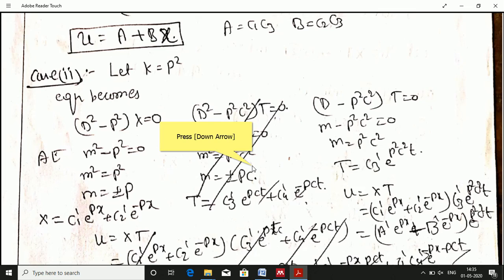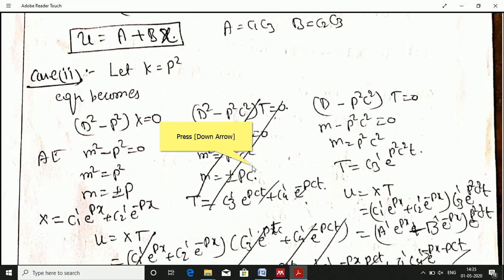So the solution for capital X is c1 dash e power px plus c2 dash e power minus px. And the second equation is (D minus p squared c squared) of T is equal to 0. The auxiliary equation is m minus p squared c squared is equal to 0, m is equal to p squared c squared. The root is a real, single root. So the solution for capital T is c3 dash into e power p squared c squared t.